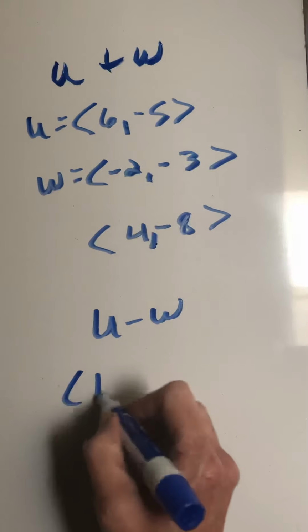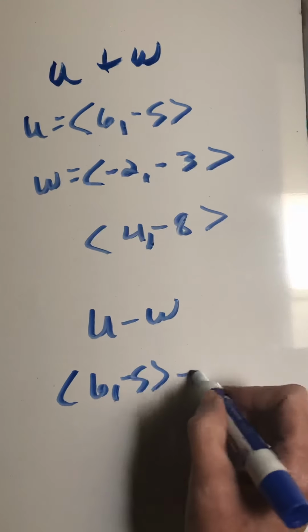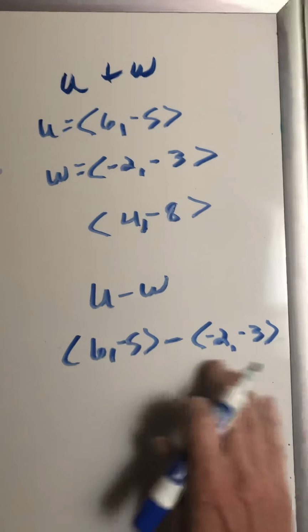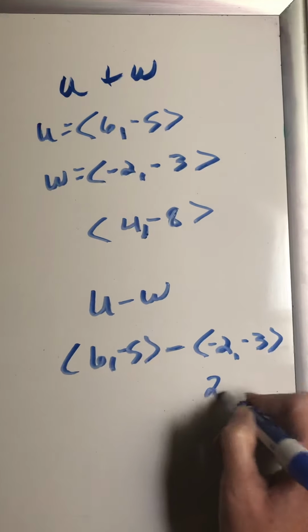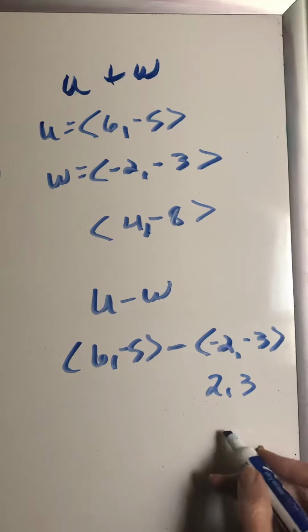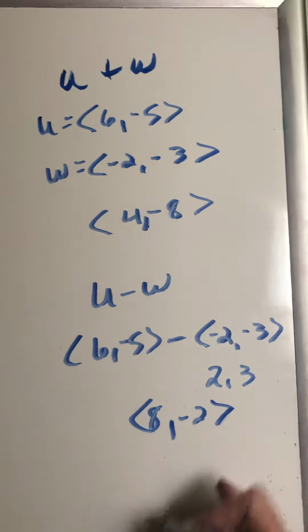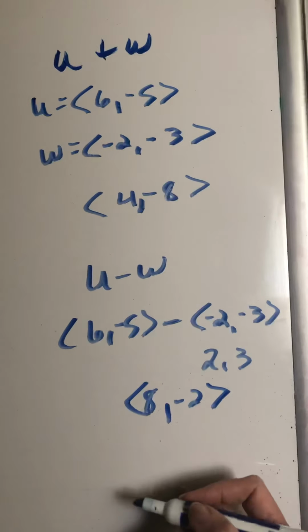So then u plus w, you just add your x's, which is 4, you add your y's, which is -8. That's all you do. Or you might have u minus w, so we're going to subtract them. So this is where you need to be careful. 6, -5 minus -2, -3. So that subtraction sign is going to change these signs. So this actually becomes 2, 3. So we'd have 8 and -2 for the new form. So be careful when you subtract, okay?